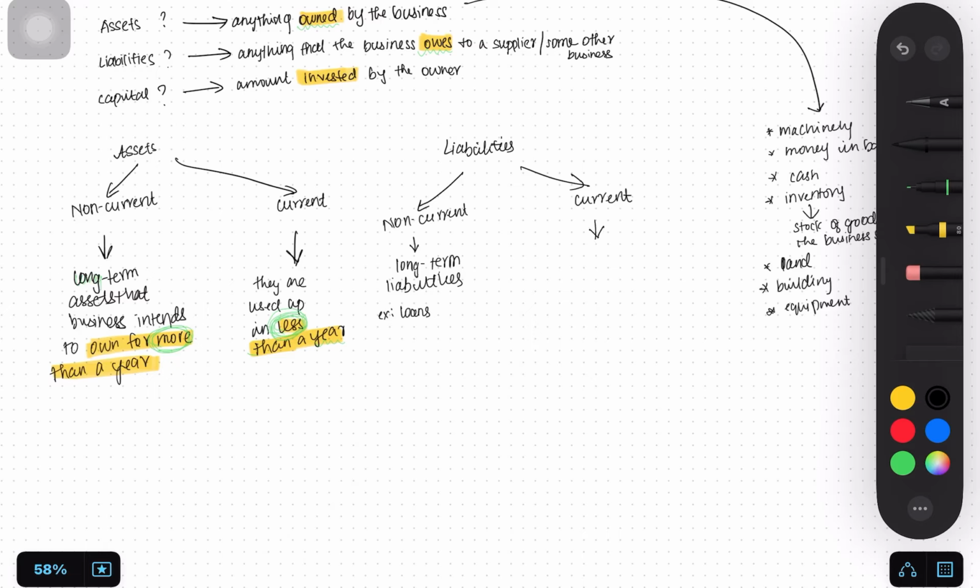Next we do have current liabilities. These are short-term liabilities. For example, we do buy a lot of stuff on credit. We do have options like EMI. So all of those are paid back within a year. So this can include EMI, or some people also use a bank overdraft.